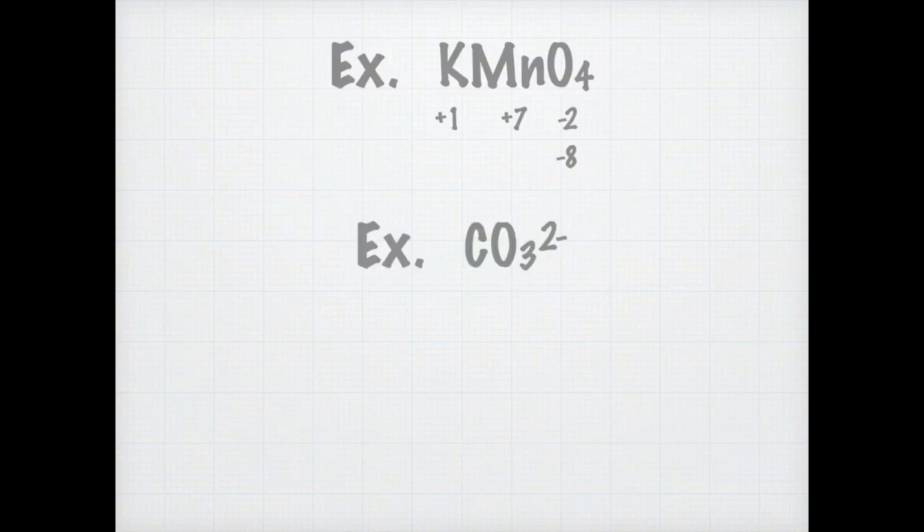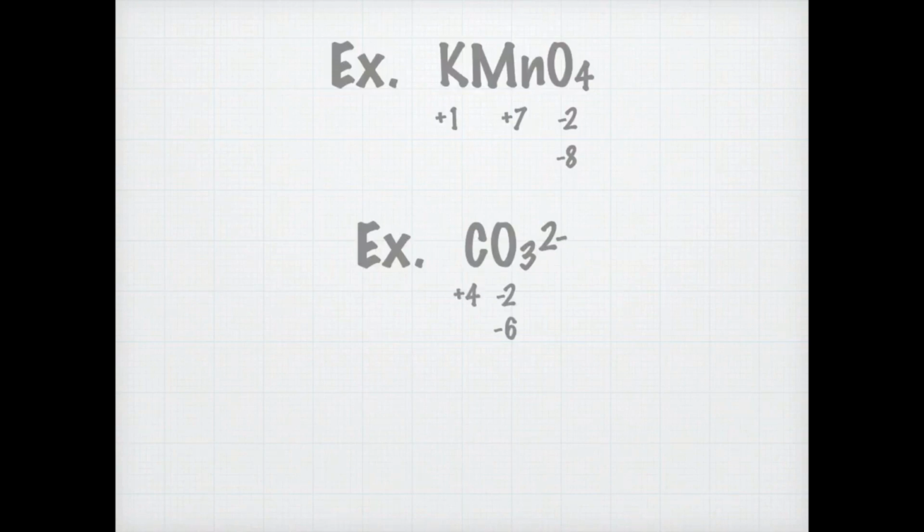Let's look at one more example. So this is carbonate with a 2- charge. So again, I'm going to look at oxygen first. So oxygen has a -2 oxidation number. Since there are 3 of them, it's going to be a total of -6. And when I'm trying to figure out carbon, keep in mind that the overall oxidation number of this ion is -2, which means that carbon can't have +6, because that would give it no overall oxidation number. It's going to be +4.